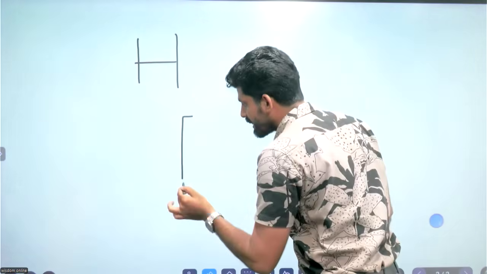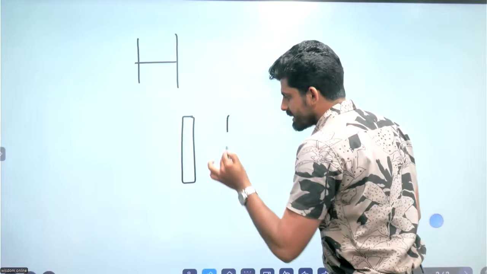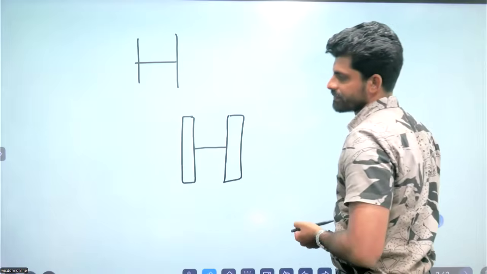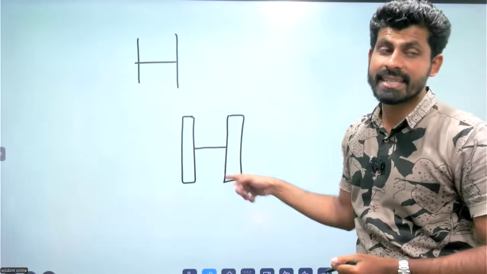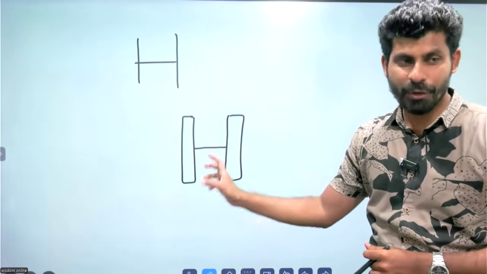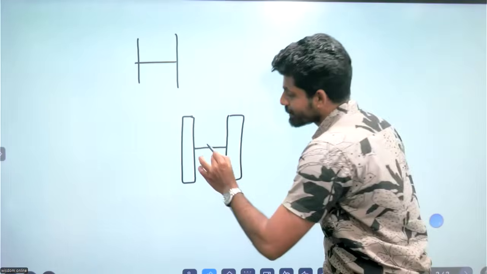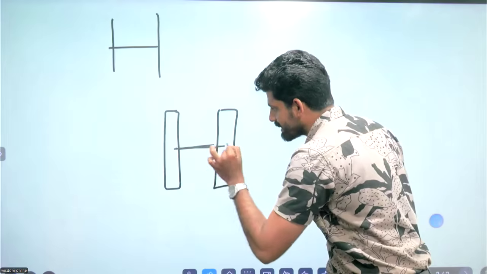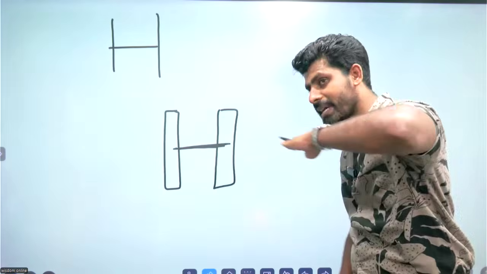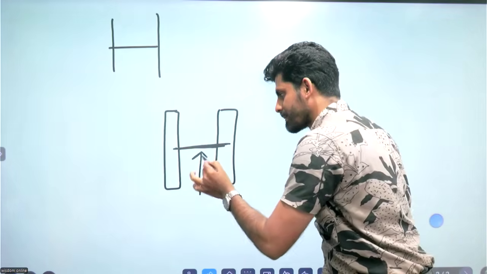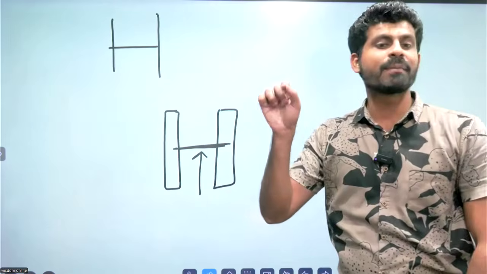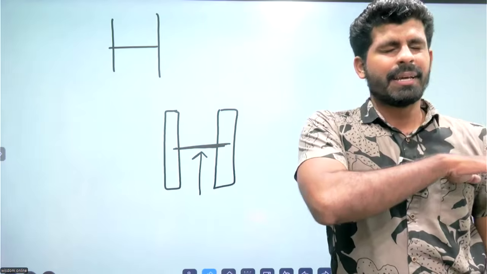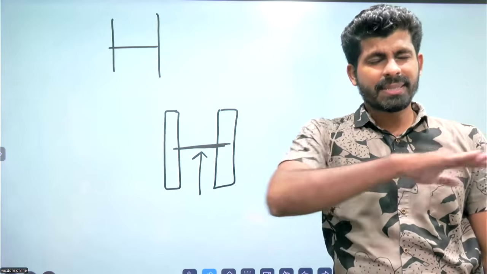Horizontal, just consider the letter H. Consider the letter H. H means horizontal. This is the plane. What is between them is horizontal. Remember it that way. Horizontal means this one. So what is the Sinhala meaning?